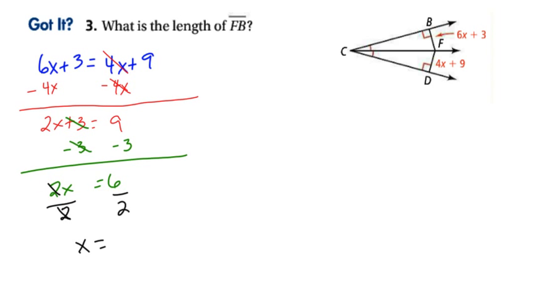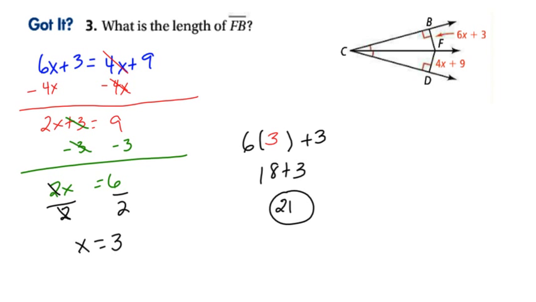So we just have x equals 3. Well, once we have that, we need to plug it back into the expression for segment FB. And segment FB was 6 times x plus 3. But we found x was equal to 3. So 6 times 3 is 18, plus 3 gives us 21. So that is the length of segment FB.